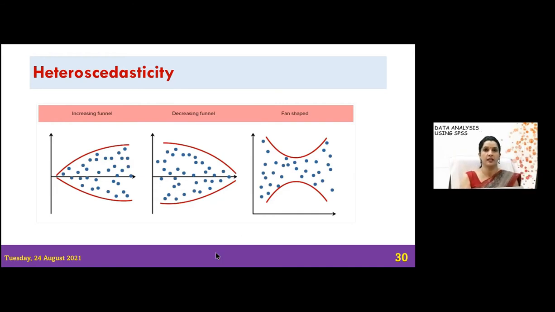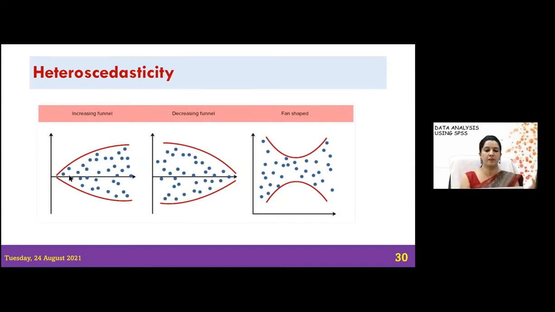Here you can see that initially the distance from this X axis is very less, and then it is gradually increasing. Here the distance is more and it is gradually tapering. Here it increases, then decreases, and then increases. So there is a pattern which we call an increasing funnel, decreasing funnel, or fan shaped, right? Such patterns are observed if the variance of the residuals across the independent variable is not the same.